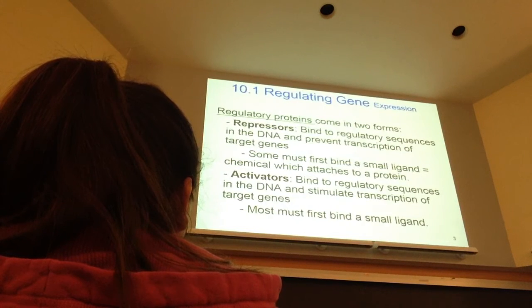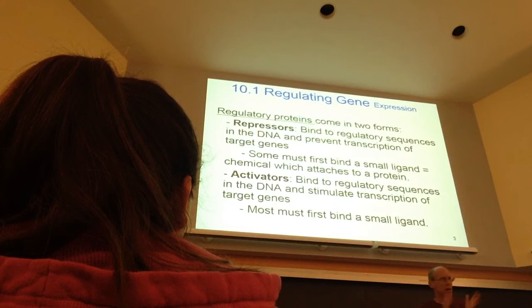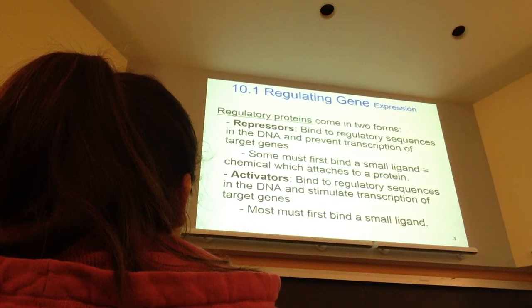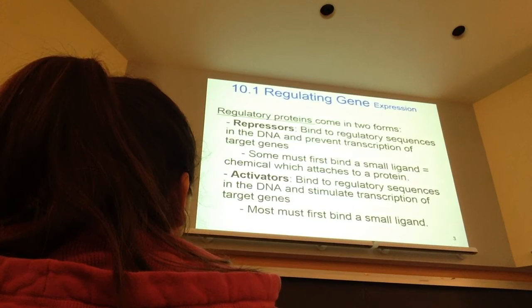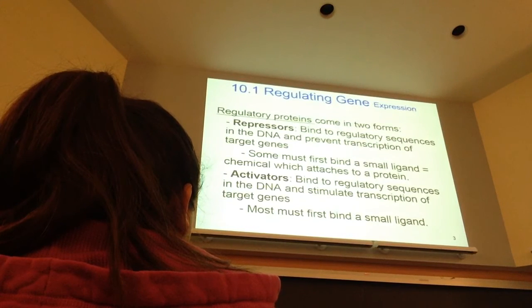Okay, we've talked about these a fair amount, these regulatory proteins, and this is now to drill down a little bit. So there are repressor proteins and activator proteins. We've talked a lot about these promoter sequences upstream of the genes. It's to those promoter sequences that these regulatory proteins bind that either repress, stopping the polymerase from synthesizing those genes, or activate the polymerase to synthesize those genes.